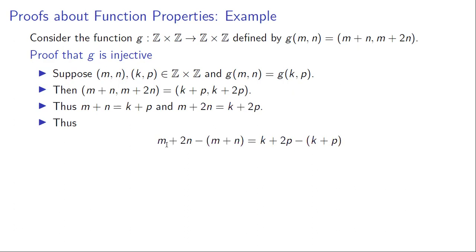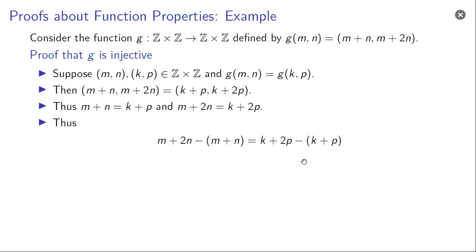Thus, here's a nice little trick. We're going to do m plus 2n, which is this, minus this one, minus m plus n. Now, let's see what that's going to equal. So m plus 2n by itself is equal to k plus 2p. So m plus 2n minus m plus n is equal to k plus 2p minus k plus p, since m plus n is just k plus p. So this equality is true. Again, this m plus 2n matches with k plus 2p. They're equal. And the minus m plus n matches with this minus k plus p.